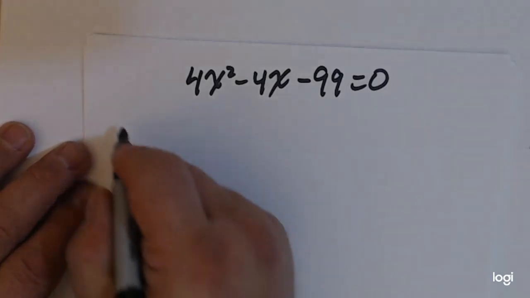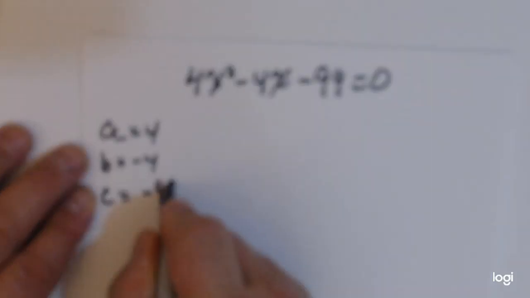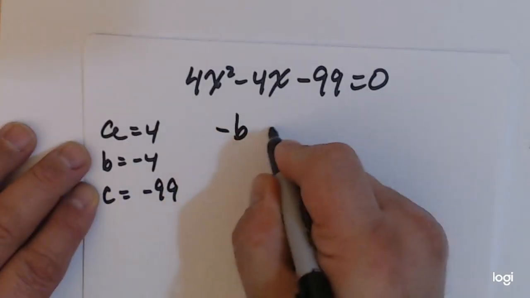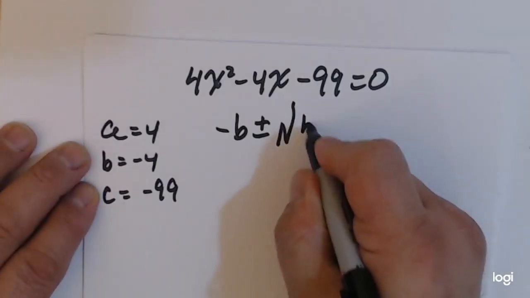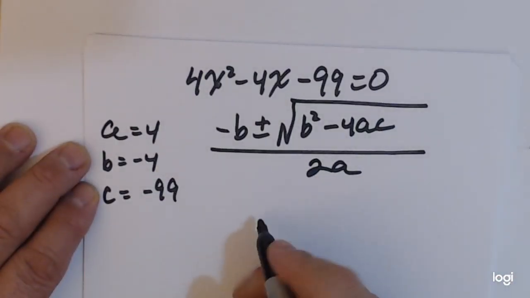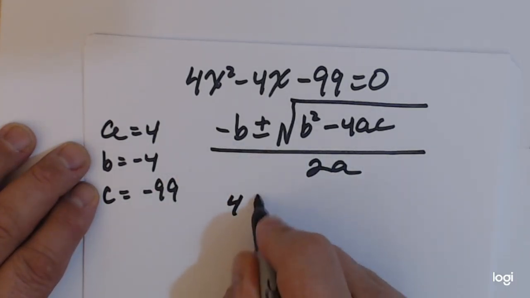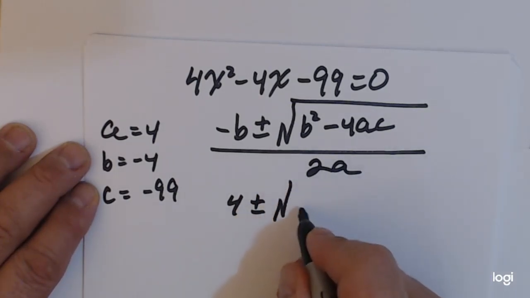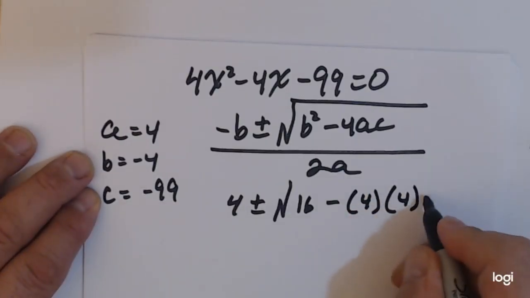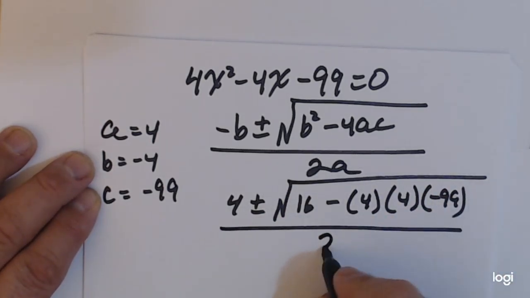So, we know that a equals 4, b equals negative 4, and c equals negative 99. And our quadratic formula is negative b plus or minus the square root of b squared minus 4ac all over 2a. So negative b would be negative 4, which would be positive 4, plus or minus the square root of, well, negative 4 squared is 16, minus 4 times negative 99, all over 2 times 4.